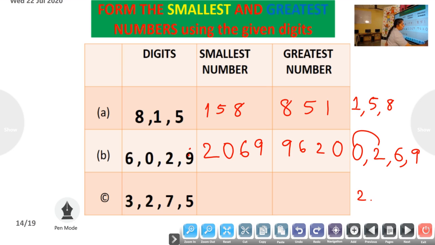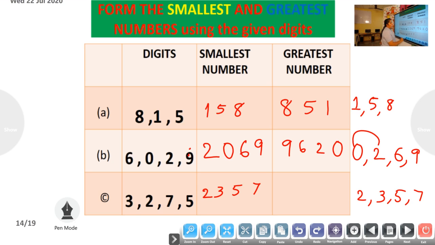Write in ascending order: 2, 3, next digit is 5, and the next digit is 7. So how do you form the number? How do you make the number? To write the smallest number, you have to write the smallest digit first. Then 3 is the next, then 5 is the next, and 7 is the greatest one.